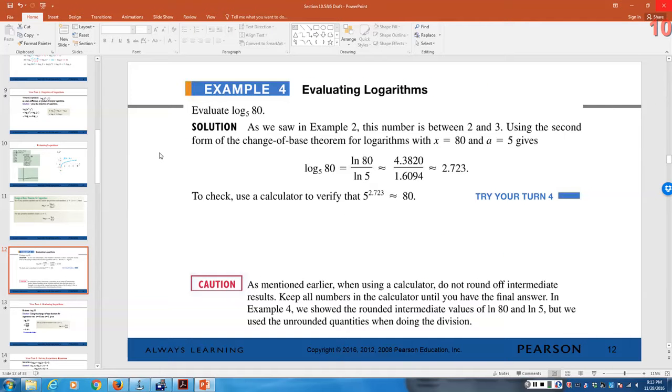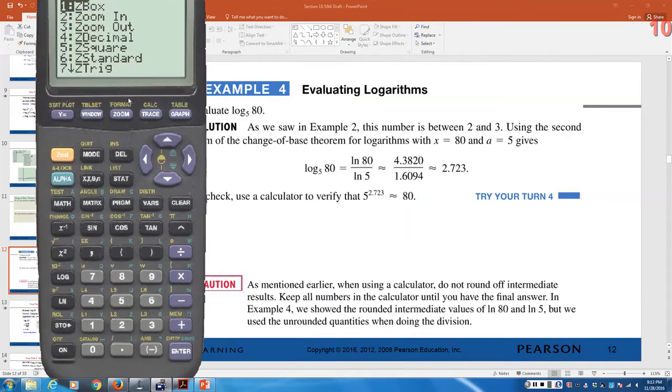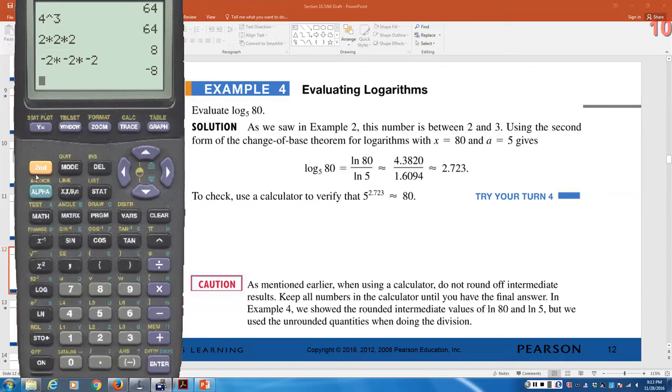And it's not a hard thing to do. You basically just take the natural log of both of them and you'll come out with the right answer. That's what this one says. So if I wanted to solve that problem on my calculator, I could. What I do is I take the natural log of 80, which is the x, and divide it by the natural log of the base, which is 5. And then I get an answer. And you just round it off.